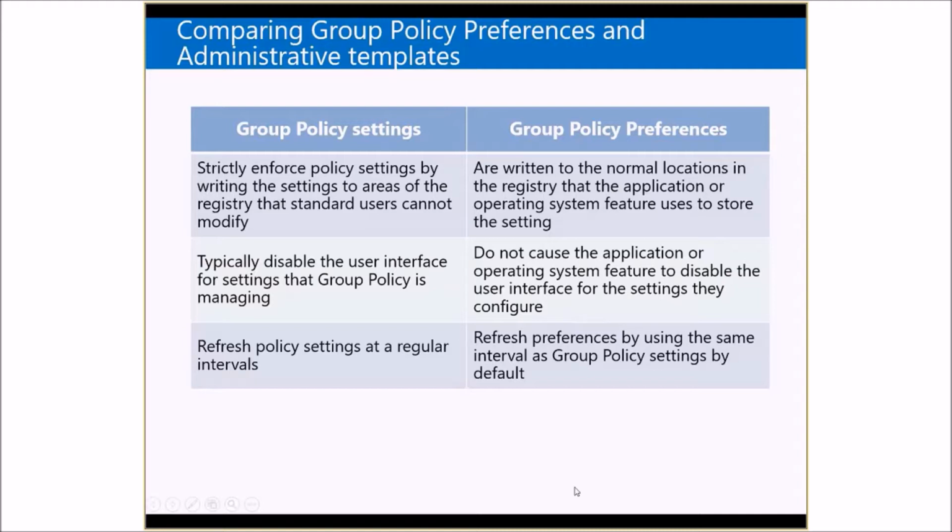With settings, policy settings are refreshed at regular intervals. With preferences, they're refreshed by using the same interval as group policy settings by default. And do you guys remember what time period that could be? Yeah, 90 to 120 minutes. If you make a change and someone's already logged in, it could take up to 90 to 120 minutes before the change applies. And what could you do if you wanted to see it apply straight away?